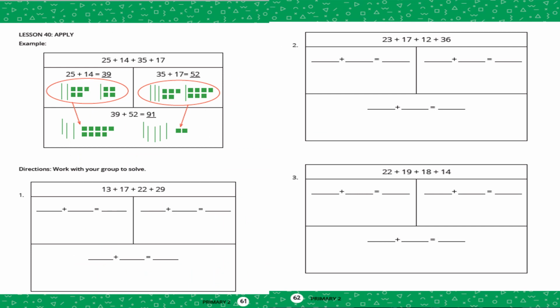Let's move to lesson 40. Now we have 4 numbers. We will put every 2 numbers together to find the sum. And finally, we will put the results together to find the sum.